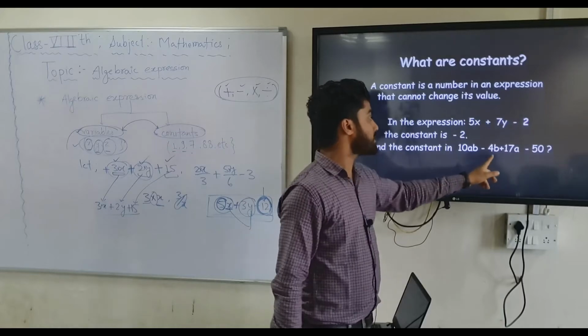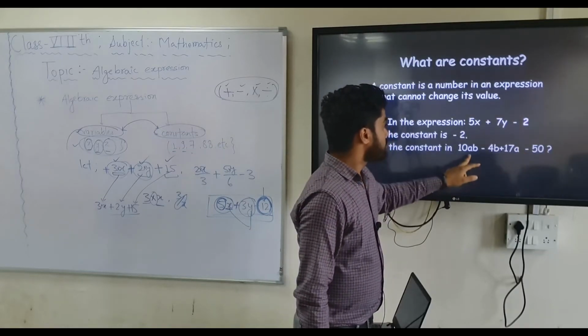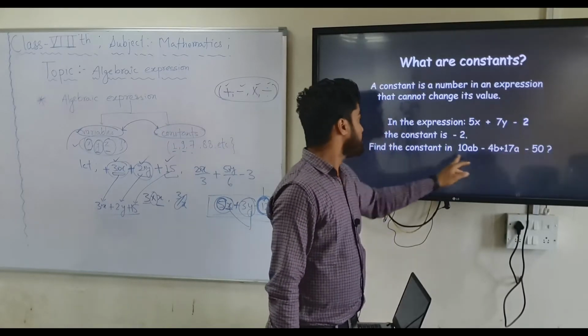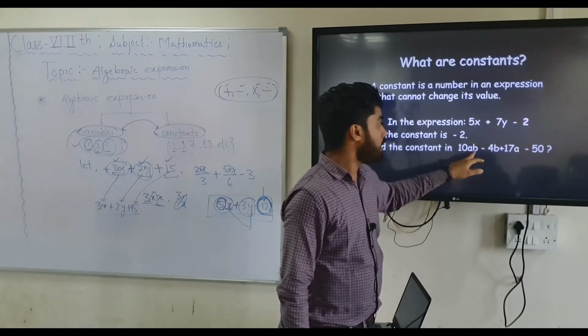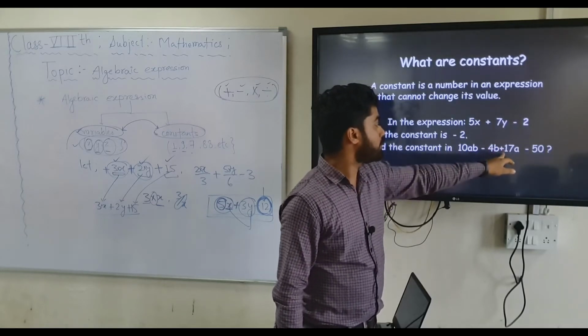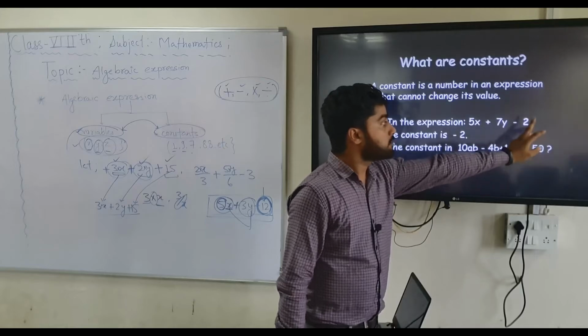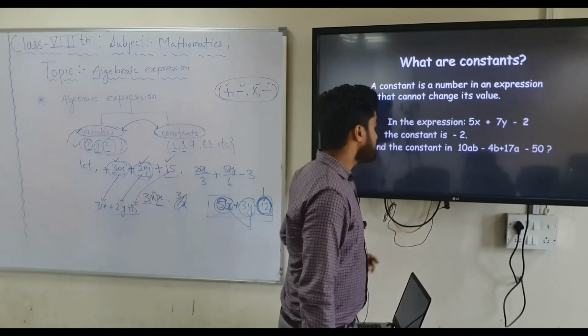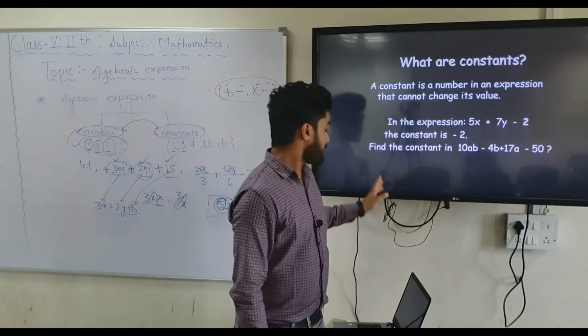Similarly, in this expression, what is the constant? See here, find the constant in 10ab minus 4b plus 7a minus 50. So minus 50 is the constant term of that expression.